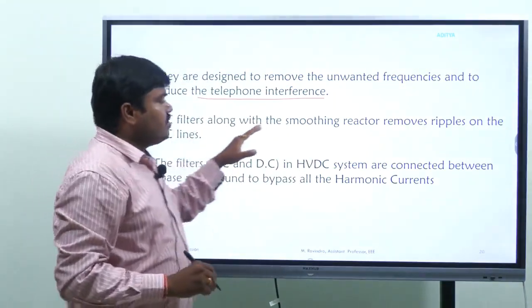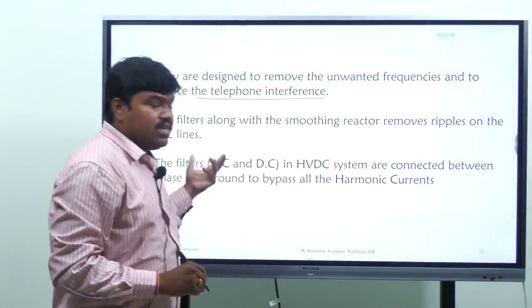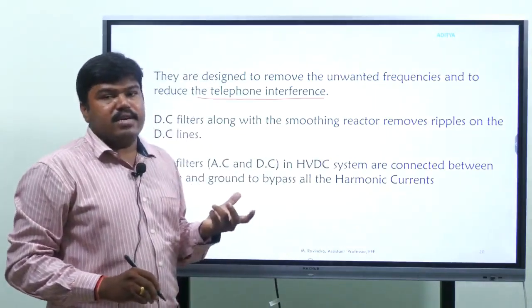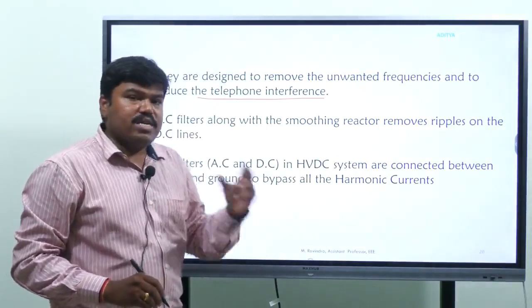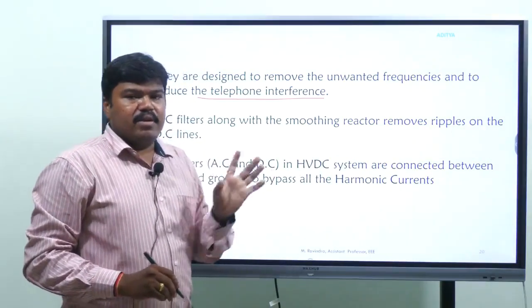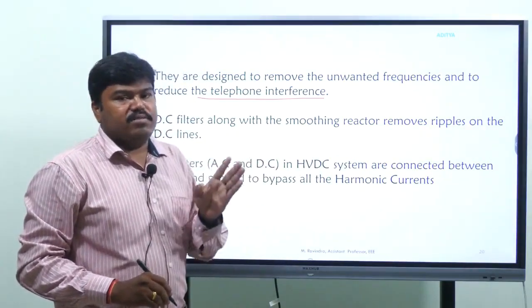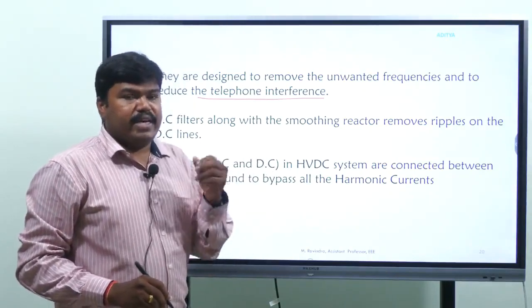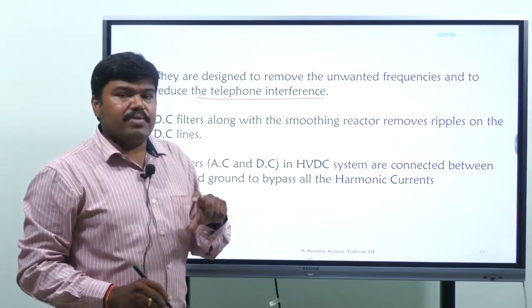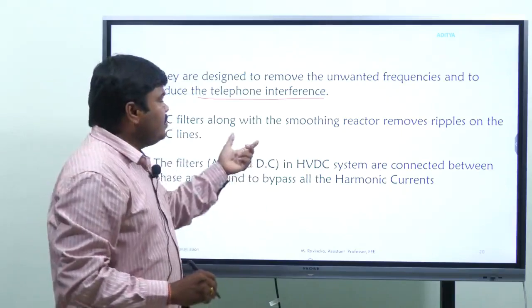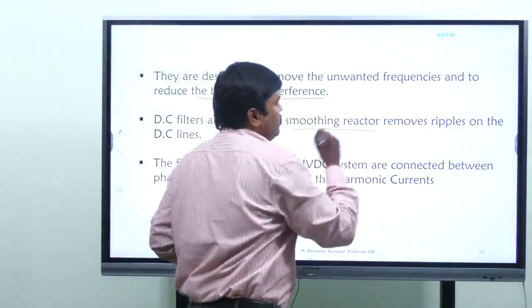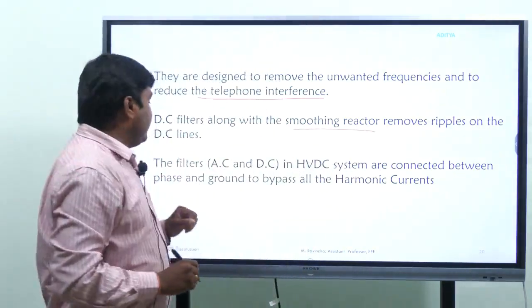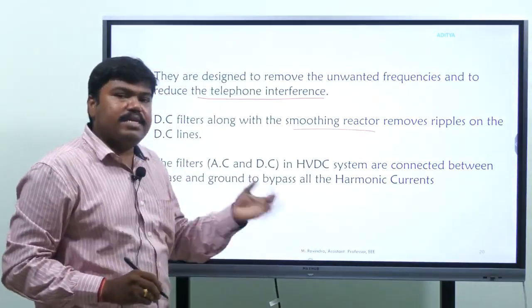And DC filters along with the smoothing reactor: what does the smoothing reactor do? It removes the ripple content in the DC system. After conversion from AC to DC, whatever ripples are produced during the conversion process can be reduced or eliminated by using these smoothing reactors.